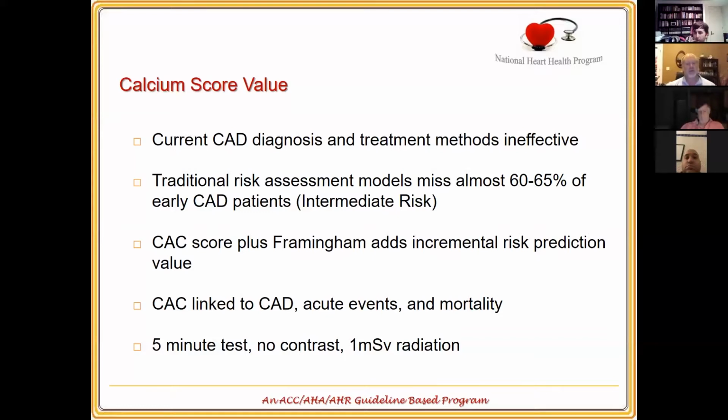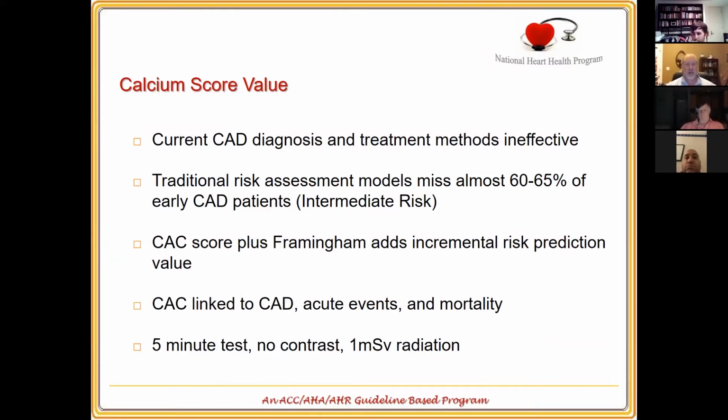I always like to address the issue of radiation, because anything with a CT scanner these days, appropriately so, should be evaluated for patient safety and radiation exposure. This is a very, very low radiation exposure test. The measurement of radiation is a term called millisieverts. It's 1 millisievert of radiation.